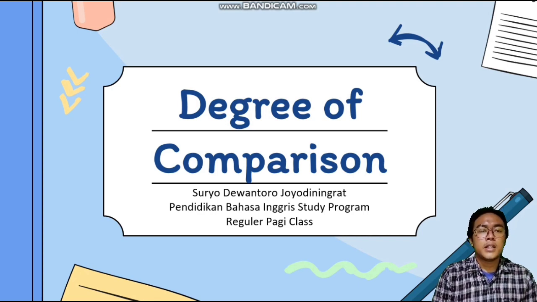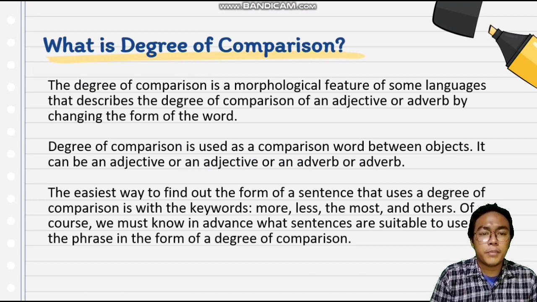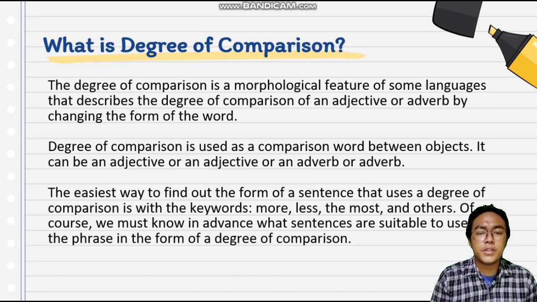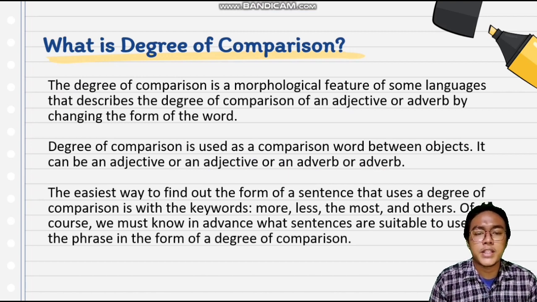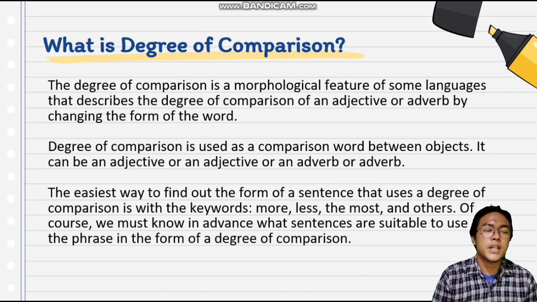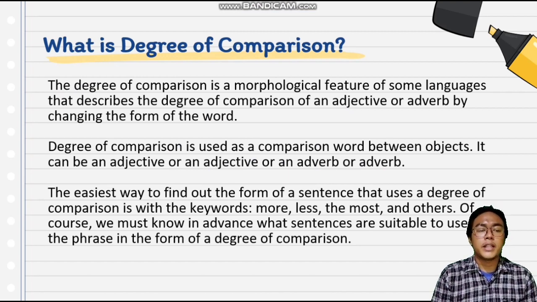Okay. So what is a degree of comparison? The degree of comparison is a morphological feature of some languages that describes the degree of comparison of an adjective or adverb by changing the form of the word. Degree of comparison is used as a comparison word between objects. It can be an adjective or an adverb.